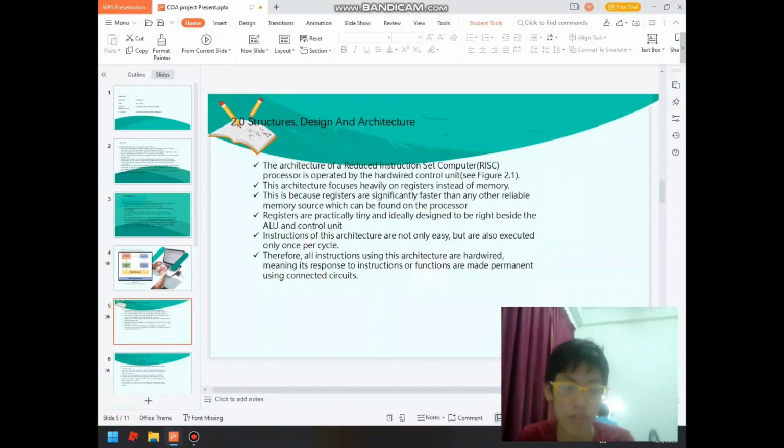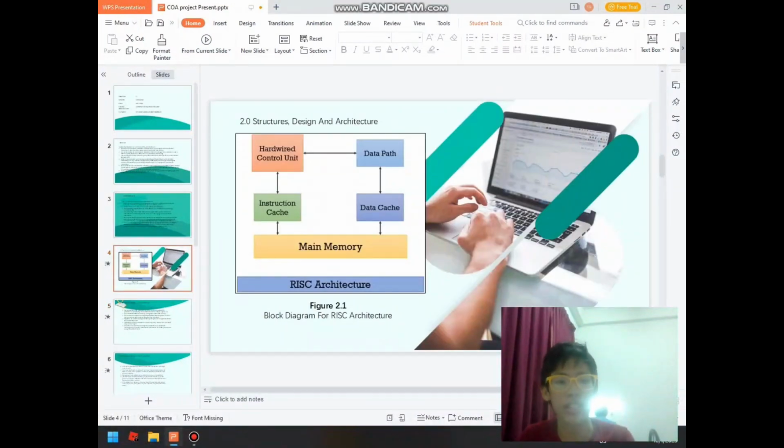This architecture focuses heavily on registers instead of memory. This is why RISC architecture is so quick, because it does not rely on memory. If you have to pull it from memory, other architectures in comparison will be very slow.